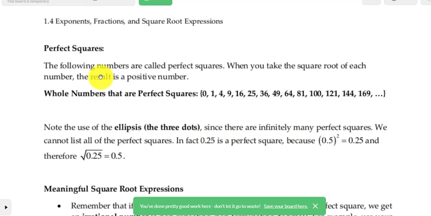You might hear us talk about perfect squares. Those are the values that when we take the square root, we end up with a whole number. So for example, the square root of 81 is 9, right? It's not 9 point something, it's not a decimal. Or the square root of 64 is 8, right? The square root of 49 is 7, and so on, right? We can also have fractions, right? Because if we take 0.5 and square it, we get 0.25. So the square root of 0.25 is 0.5.